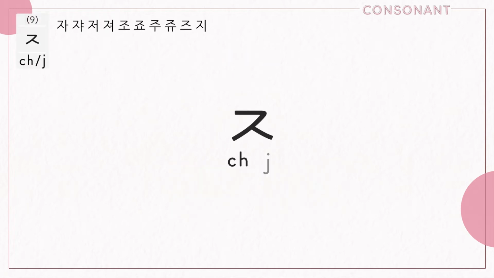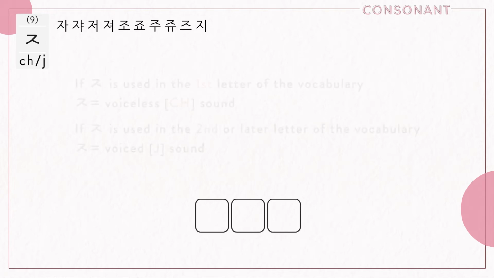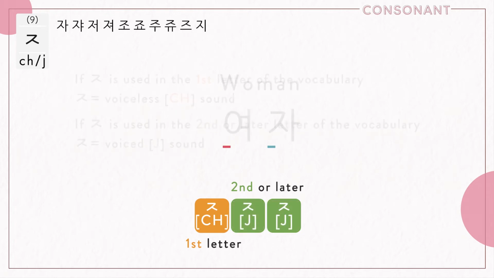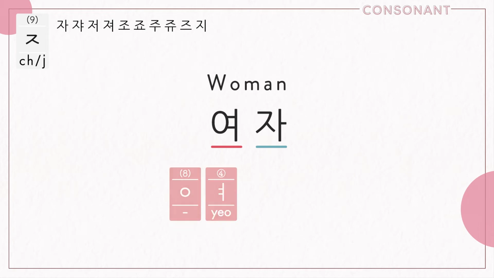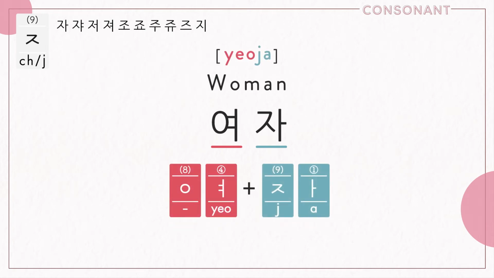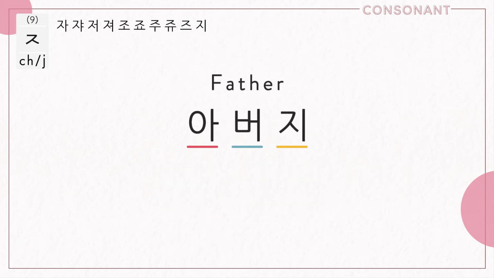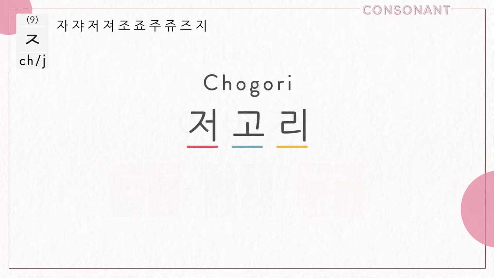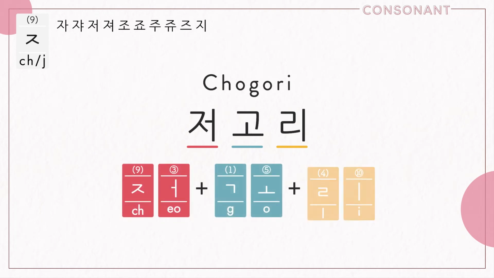Let's move on to the CH-J sound. Same as the KG and TD and PB sound. If this consonant is used in the first letter of the vocabulary, it will be a voiceless CH sound. If this consonant is used in the second or later letter of the vocabulary, it will be a voiced J sound. Woman, yoja is yo plus ja, yoja. Father, aboji is a plus bo plus ji, aboji. Chogori, chogori is cho plus go plus ri, chogori.